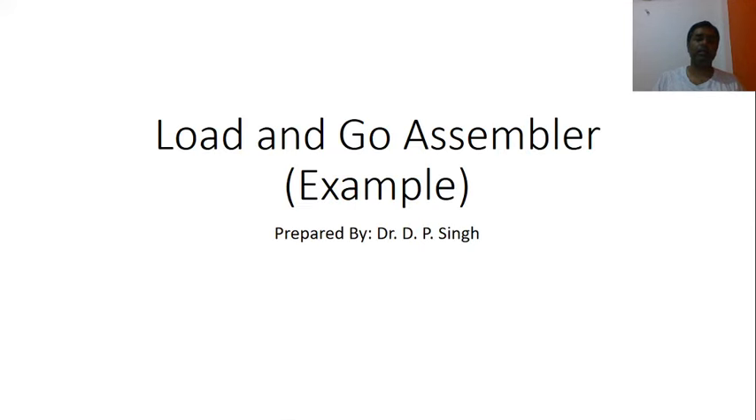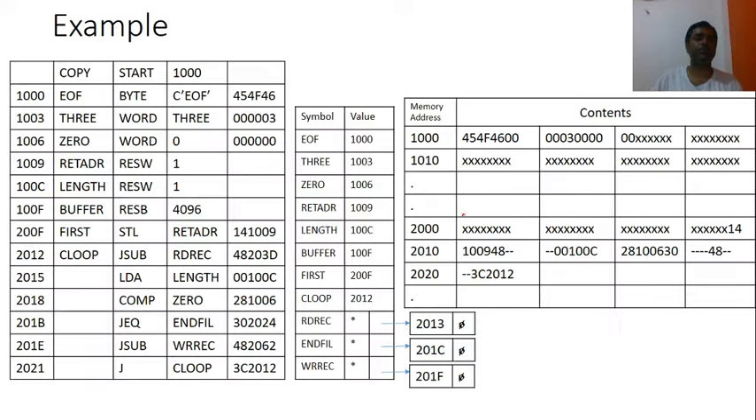Today we will take an example and understand the working of load and go assembler. Now you can see here in this program, this is the part of the program. In this program, all the data items are written before starting the simple instruction of the program. You can see here the simple instruction starts from the first STL RETADR. Before that, all the data items are written: EOF, 3, 0, RETADR, length, buffer, and like that.